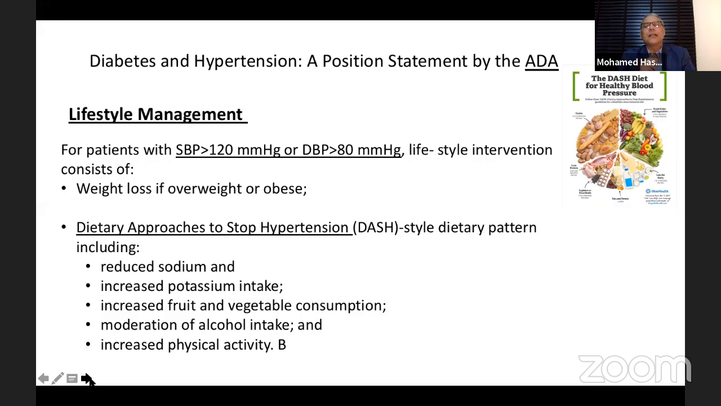So what does the ADA consensus or position statement say about diabetes and hypertension? The lifestyle management should start for anyone with a systolic blood pressure above 120 or diastolic of 80. What should we do? We should advise them about weight loss, as well as the DASH diet, specifically thinking of sodium reduction, increasing potassium intake, increasing fruit and vegetables, cutting down on alcohol for those who drink alcohol, and increasing physical activity.